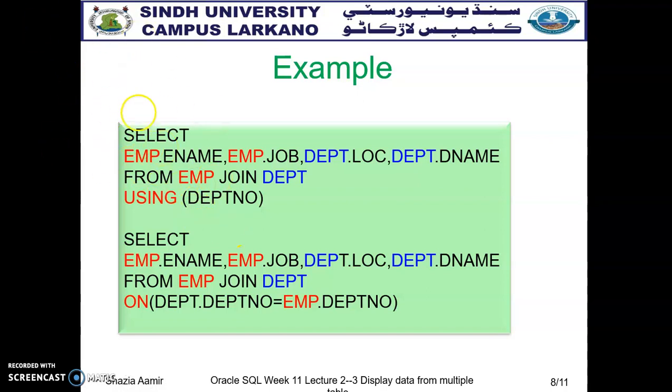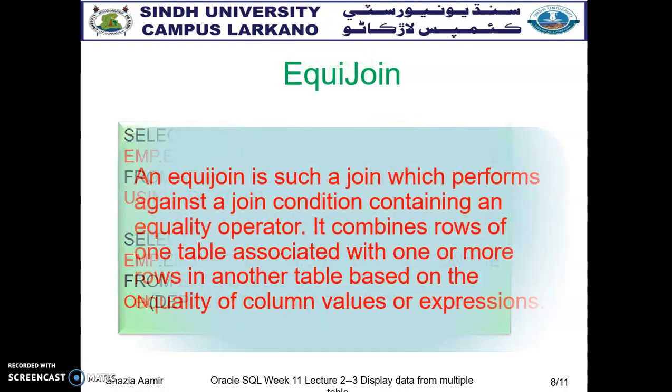Then another query: select ename, the employee name, the employee job, the employee location, but use only the ON clause. The ON clause is also used in a natural join query.